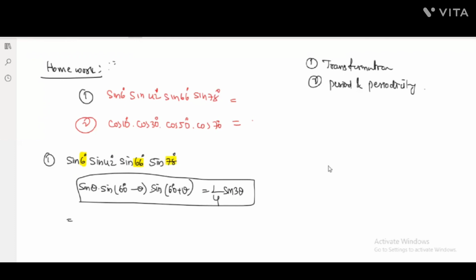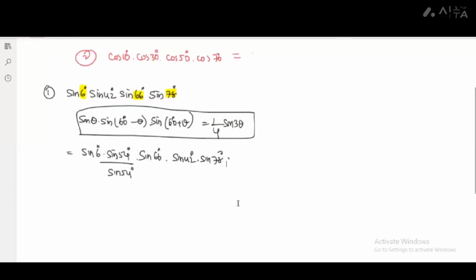So what we have to do, we have to multiply and divide with sine 54 here. So I'll get sine 6 degrees into sine 54, multiplied and divided by sine 54, and sine 66. We can keep sine 42 and sine 78 aside. So this is the first step.